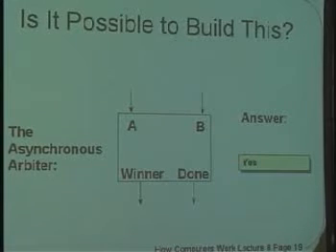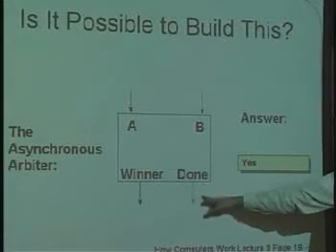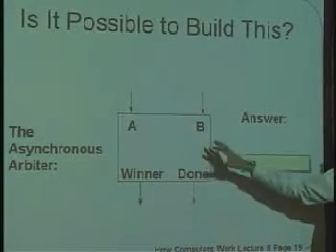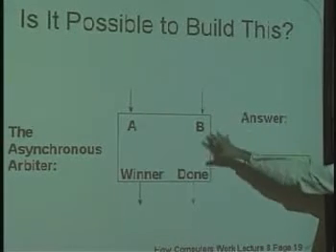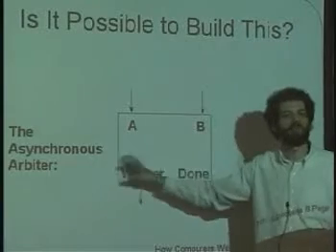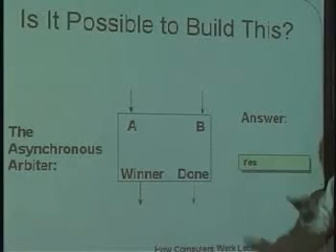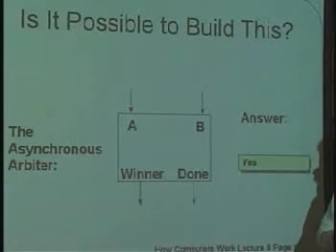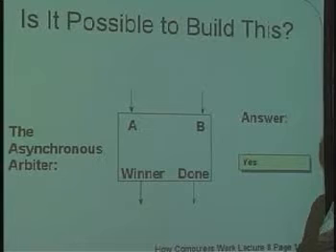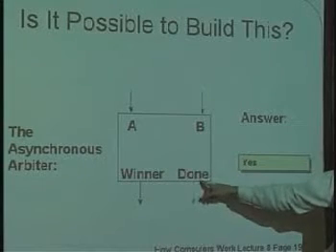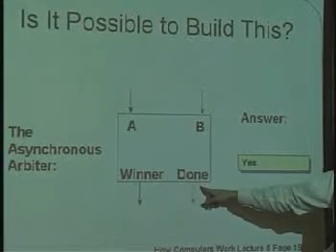You just wait until the pen hits the ground one way or the other, or the donkey moves to one bale of hay or the other. And as soon as you see that that has taken place, you say, now it's done, and you raise the flag here. So it is possible to build this asynchronous arbiter, the one that has no fixed time limit on how long it should take to make up its mind, but it's not possible to build one that has to give this done answer within a finite amount of time.